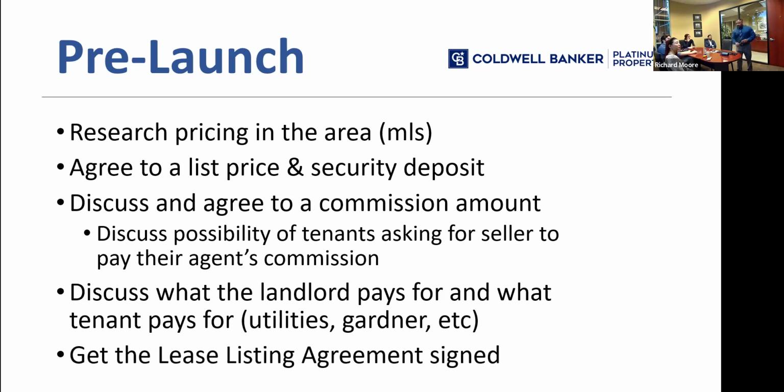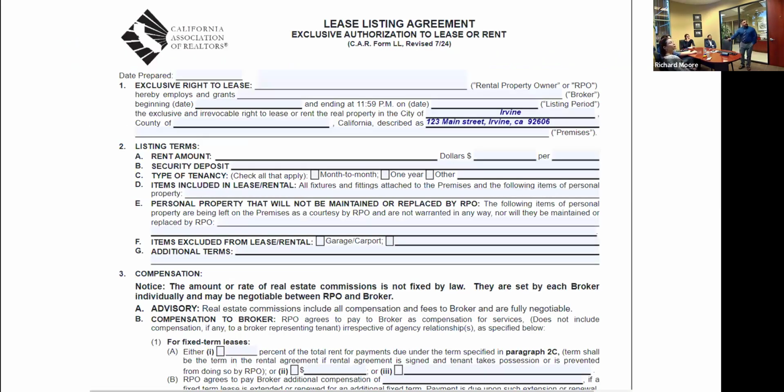Let's see, get the lease listing signed. This is what the lease listing agreement looks like. Just so you know, date prepared is exactly what it says, date prepared. Exclusive right to lease, rental property owners. We're not going to go through the whole thing, but I'm just going to go through a couple of things. Under rental amount, that's what the rent is going to be per month. So here you're going to say, like, $5,000 rent per month, and you type in month.